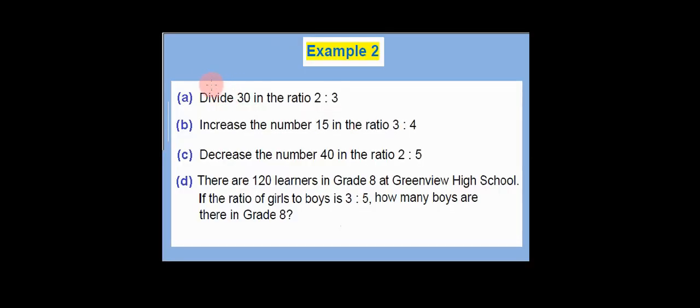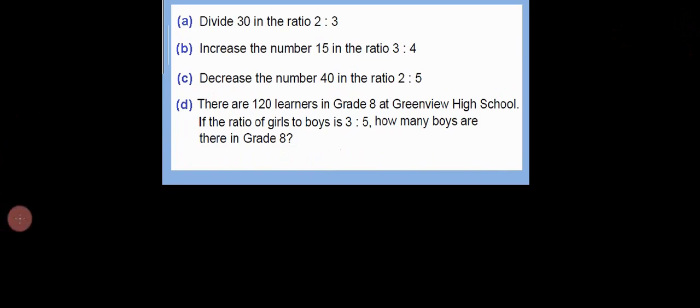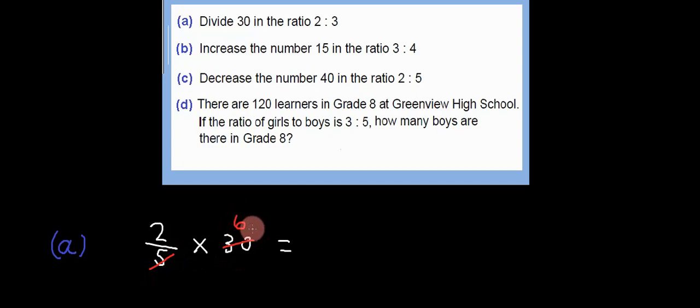So in A here, it says divide 30 in the ratio 2:3. What we do is we add 2 and 3, which of course gives us 5. Then we take 2/5 multiplied by 30. So 5 into 30, 6 times. And then, of course, 2 times 6 is 12.